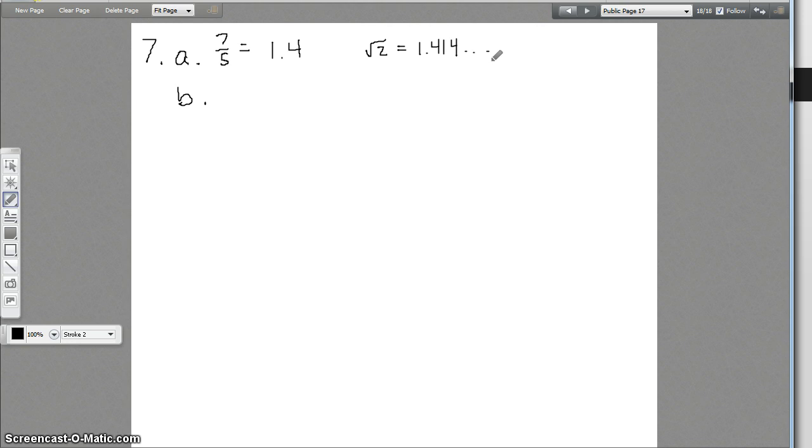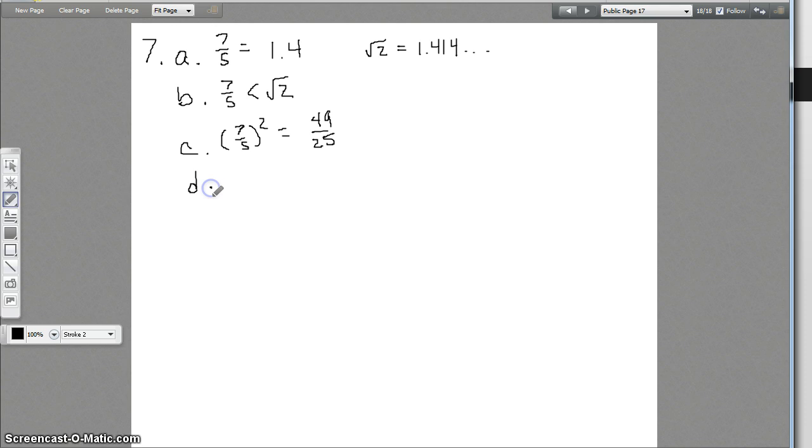Okay, so part B asks, is 7/5 smaller or larger than square root 2? Well, 7/5 is 1.4, and that's smaller than 1.414. So that means that 7/5 is smaller than square root 2. Okay, part C says to express 7/5 quantity squared as a rational number. So 7/5 squared is 49 over 25, because 7 squared is 49 and 5 squared is 25.